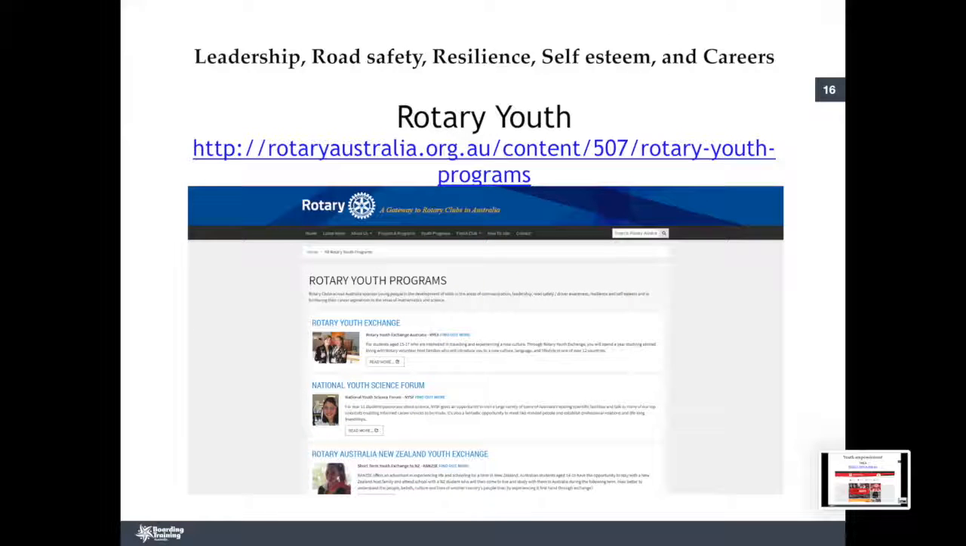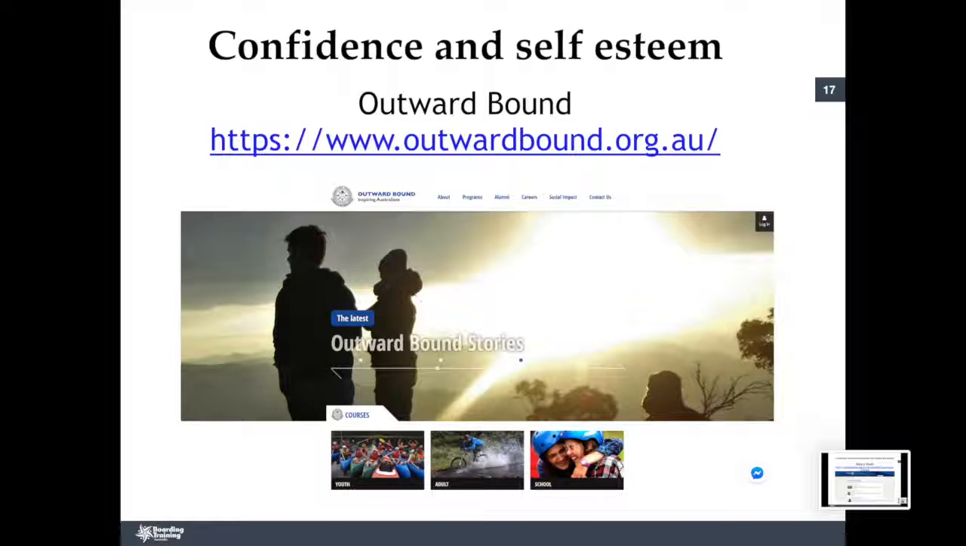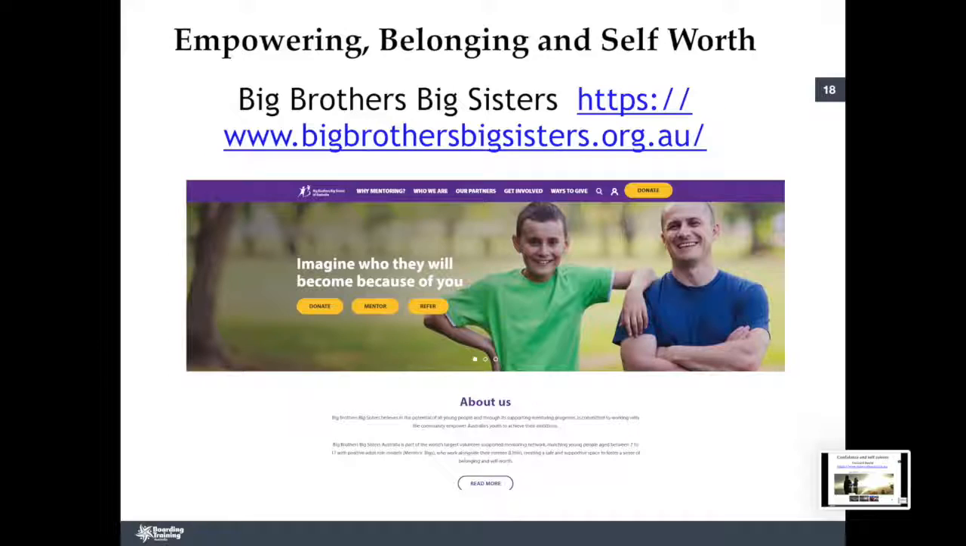Rotary Youth have leadership, road safety, resilience, self-esteem and careers programs. Outward Bound have a program to develop confidence and self-esteem. And then you have programs like Big Sisters and Big Brothers, and these are empowering, belonging, self-worth programs through mentoring. So there's lots of different programs that are available.